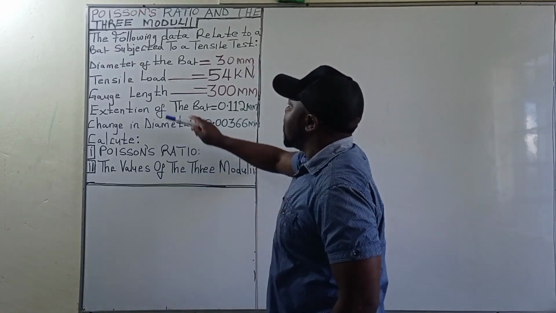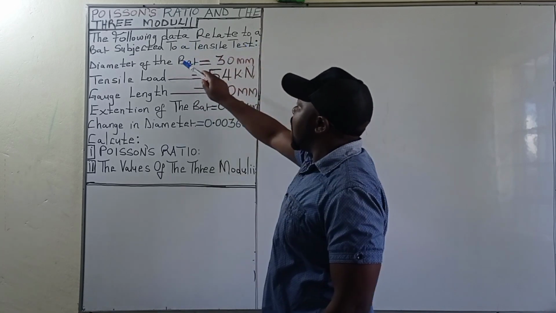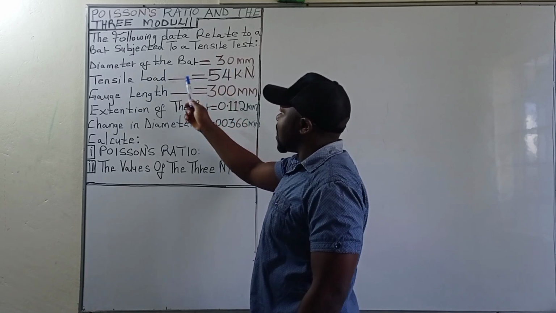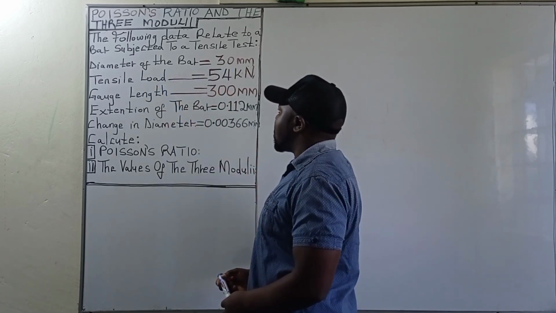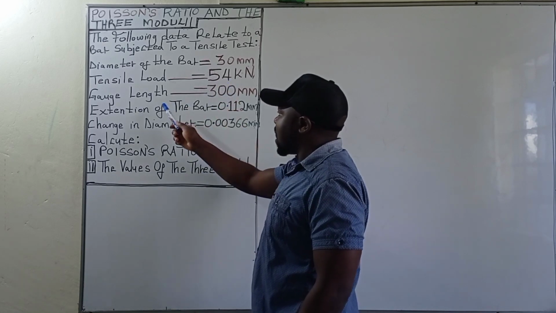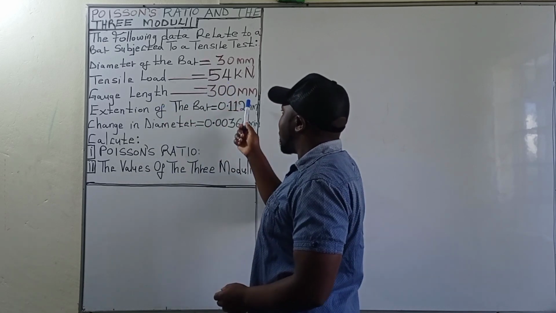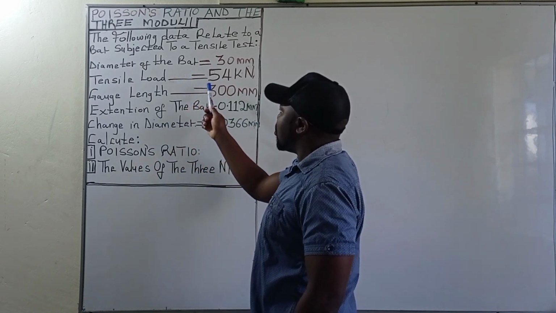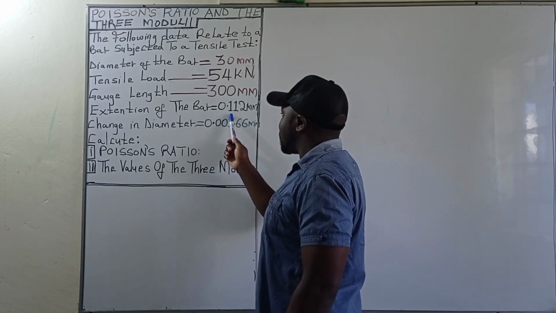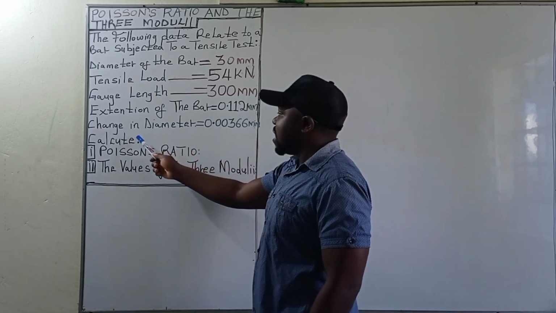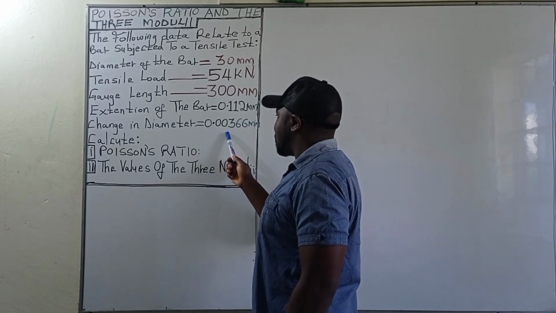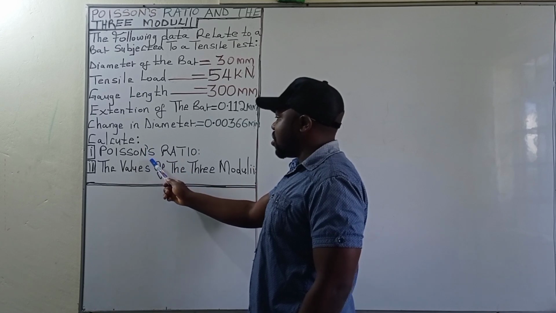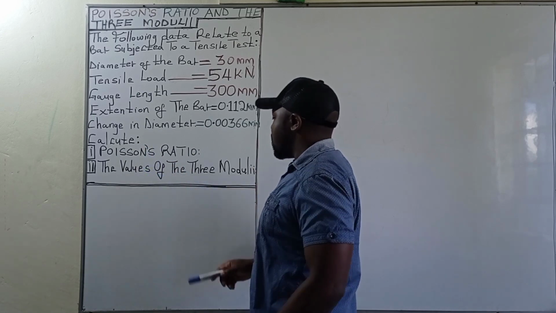And it says the following data relate to a bar subjected to a tensile test. The diameter of the bar is 30 millimeters. The tensile load subjected on that bar is 54 kilonewtons. The gauge length of that bar is 300 millimeters. The extension of the bar due to this tensile load of 54 kilonewtons is 0.112 millimeters. Change in diameter is 0.00366 millimeters. Determine or calculate the Poisson's ratio and the values of the three moduli.